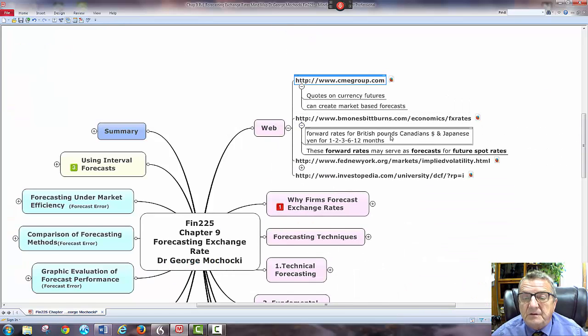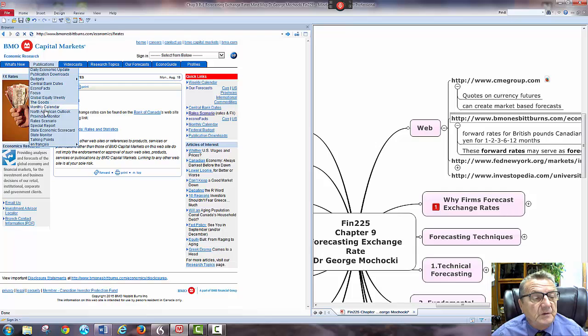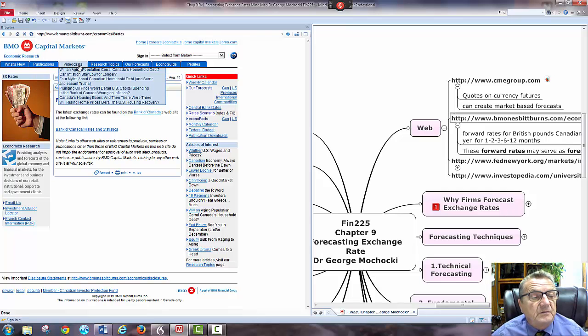The next one here, I'm looking at forward rates for the British pound, Canadian dollar, and Japanese yen for 1, 2, 3, 6, or 12 months. And just a link in here. Again, I always throw on the link so you can look at it. It has the fixed rates, what's new, publications, focus on facts, a good monthly calendar. Okay, video forecast: will the aging population corral Canada's household debt? Good question. Four myths about Canadians.